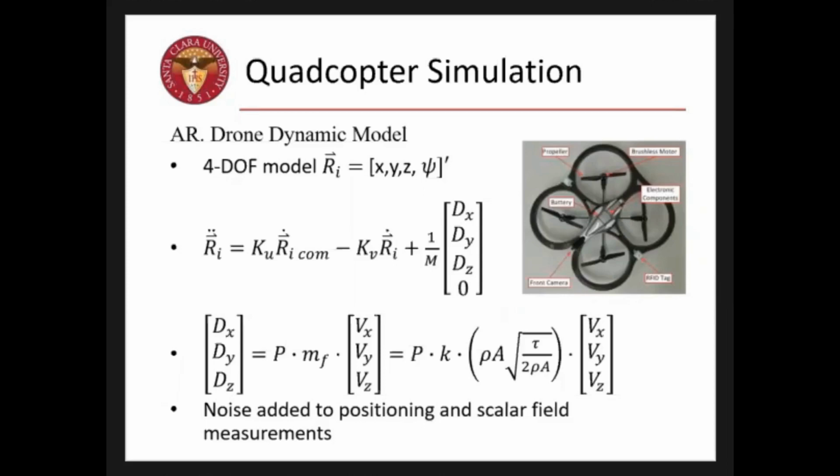The gain matrices are diagonal and were experimentally determined by another research group for the Parrot, and the wind term uses the von Karman turbulence model shown in the third bullet. Finally, noise was added to the positioning and scalar field measurements based on characteristics of common off-the-shelf sensors.